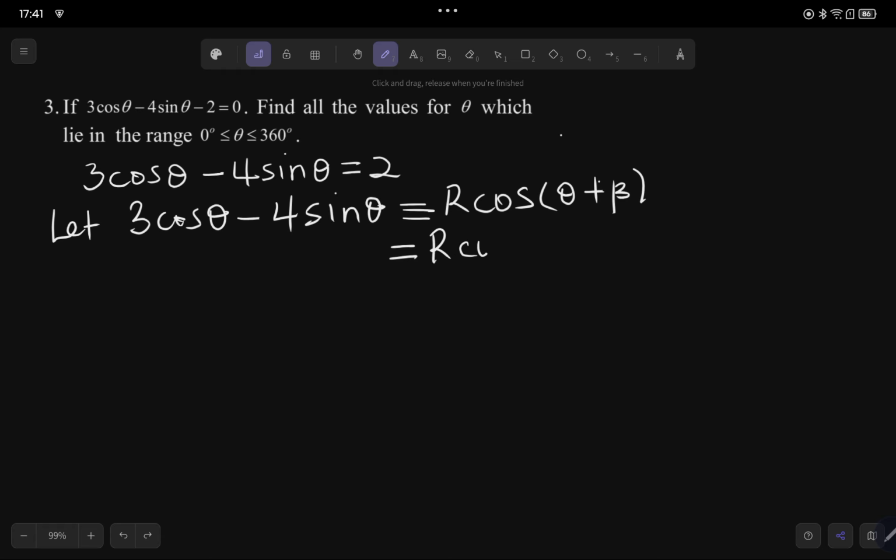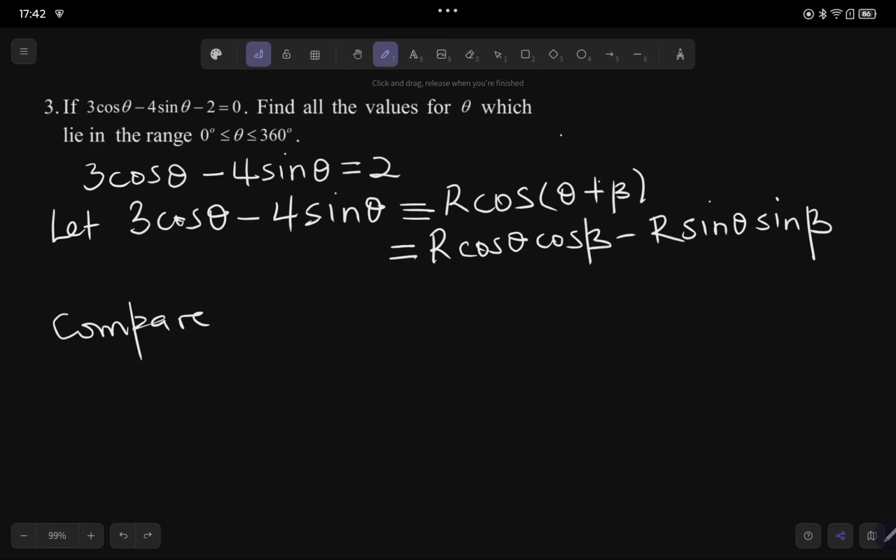I believe by now all of us can reach this stage. If you cannot reach this stage, pause the video, rewind, and go back to the previous examples 2 and 1. Now compare coefficients of cos theta.